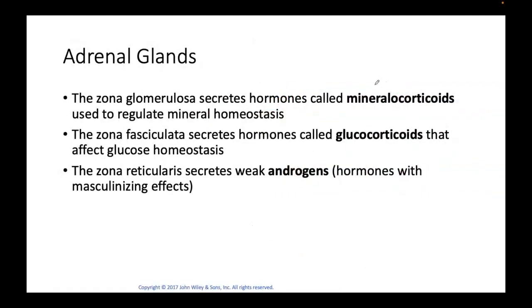So the zona glomerulosa secretes mineralocorticoids. Remember, that's going to be aldosterone. Think of sodium for that. The zona fasciculata, the glucocorticoids, we're thinking cortisol, cortisone, corticosteroids, and the zona reticularis secretes the weak androgen hormones with more of a masculinizing effect.